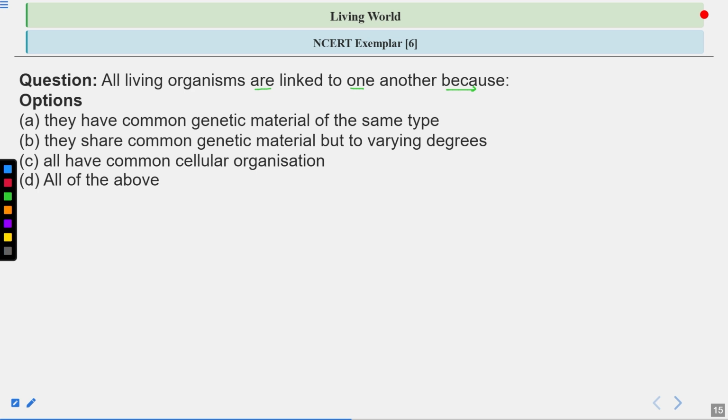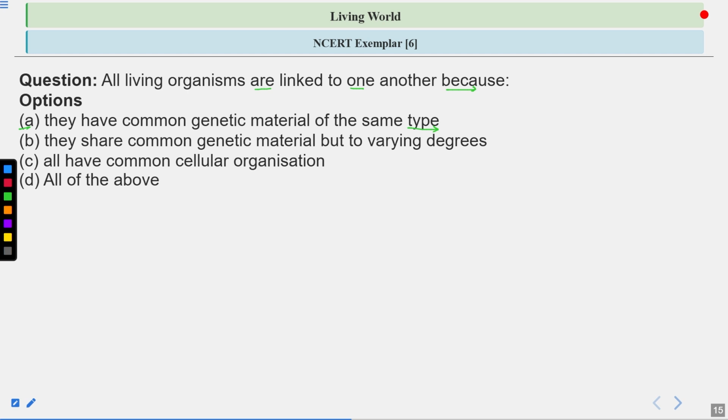So organisms are linked to one another because... so what are the options here? Option A: they have common genetic material of the same type. Okay, means the genetic material is same here. Same type of genetic material is present in all the organisms.